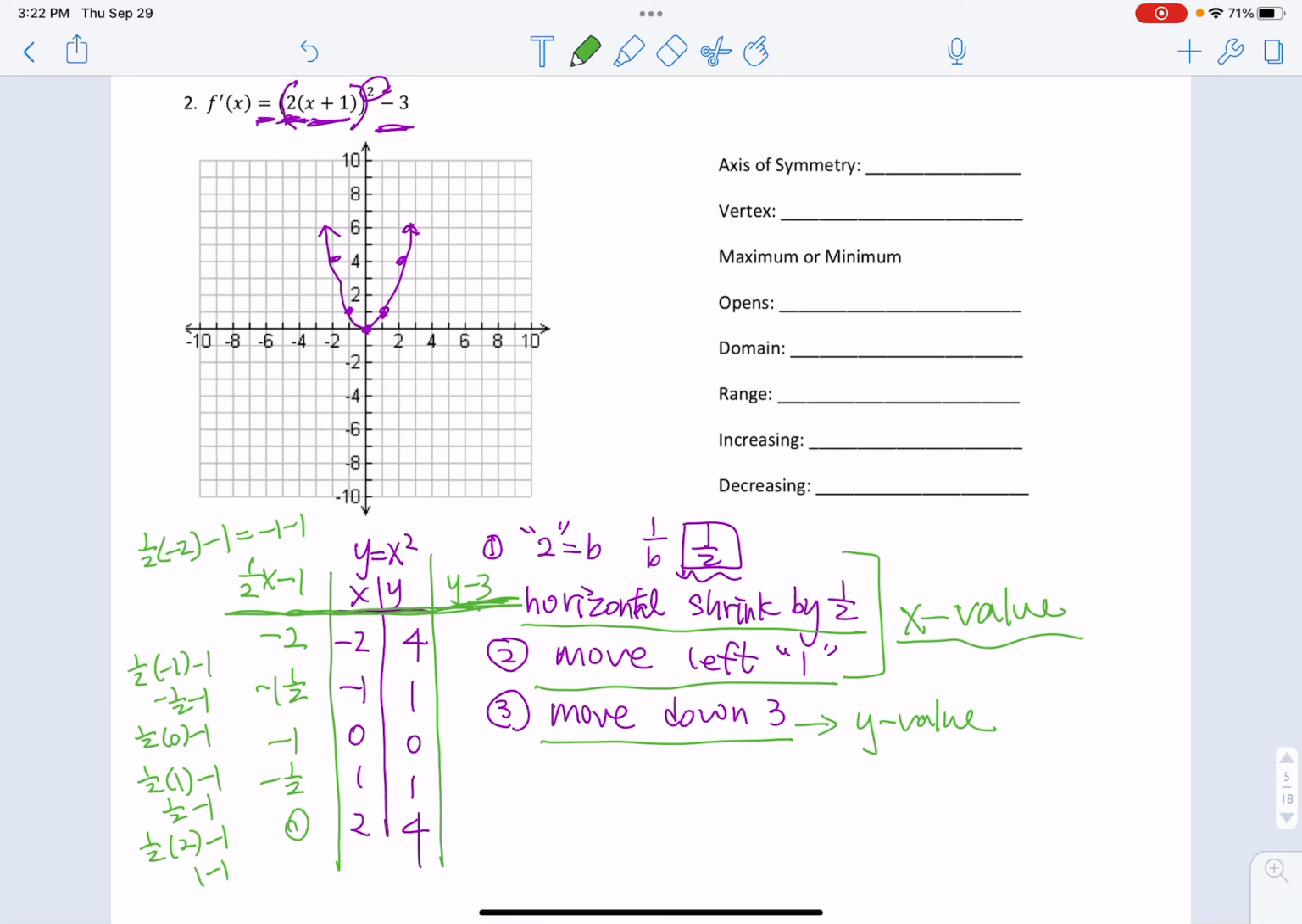And then y minus 3. So 4 minus 3, 1. 1 minus 3, -2. 0 minus 3, -3. 1 minus 3, -2. 4 minus 3, 1. And the parent function's vertex was (0, 0). It changes to (-1, -3). So (-1, -3) here. And then it moves to -1/2 with a -2 here, then here. And then (0, 1).